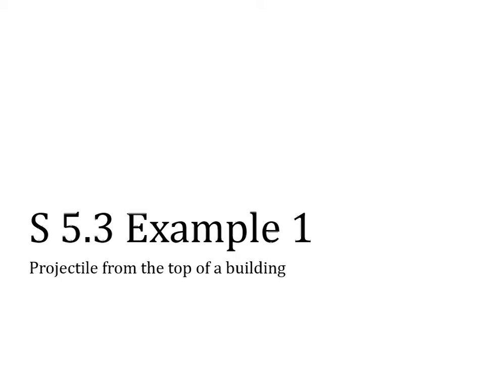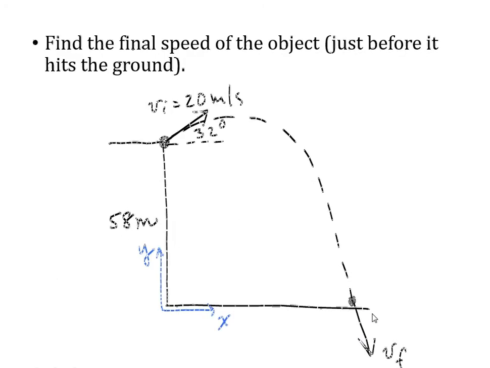In section 5.3, we're dealing with mechanical energy and the conservation of mechanical energy. Let's look at a quick example. Here we're going to have a projectile that's fired from the top of a building. Find the final speed of the object just before it hits the ground.